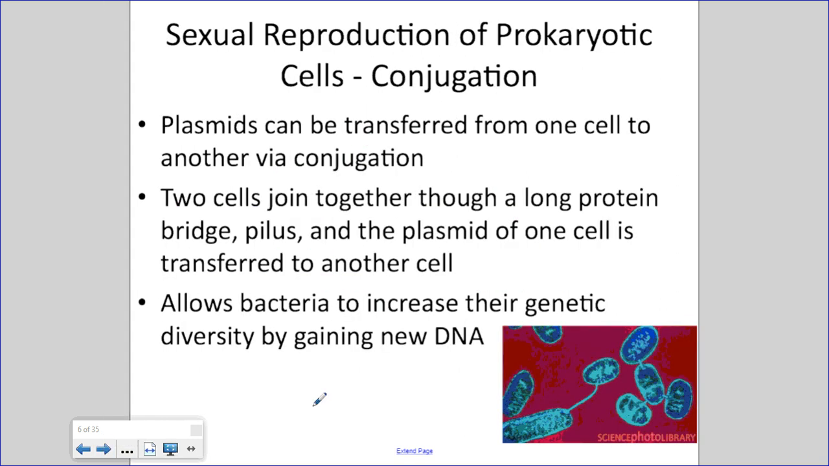Now, reproduction of prokaryotic cells can happen through binary fission or a process referred to as conjugation. Plasmids can be transferred from one cell to another through conjugation. Two cells join together through a long protein bridge called a pilus, and plasmids of one cell can be transferred to another cell. This allows bacteria to increase their genetic diversity by gaining new DNA, and allows DNA to be transferred between bacterial species as well.